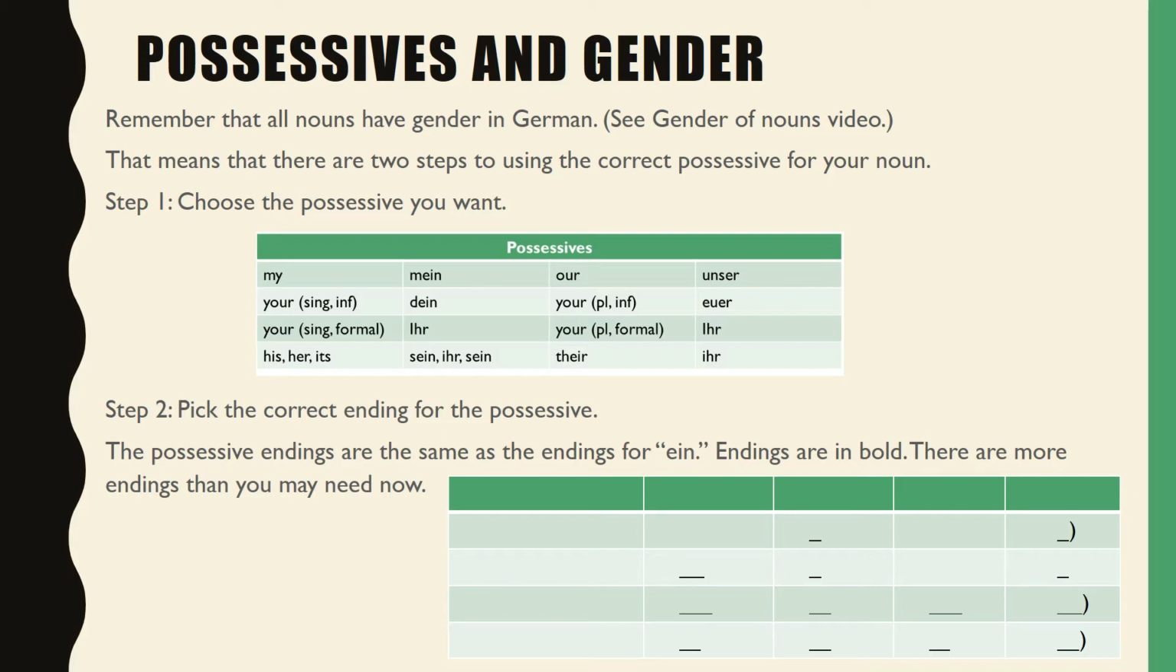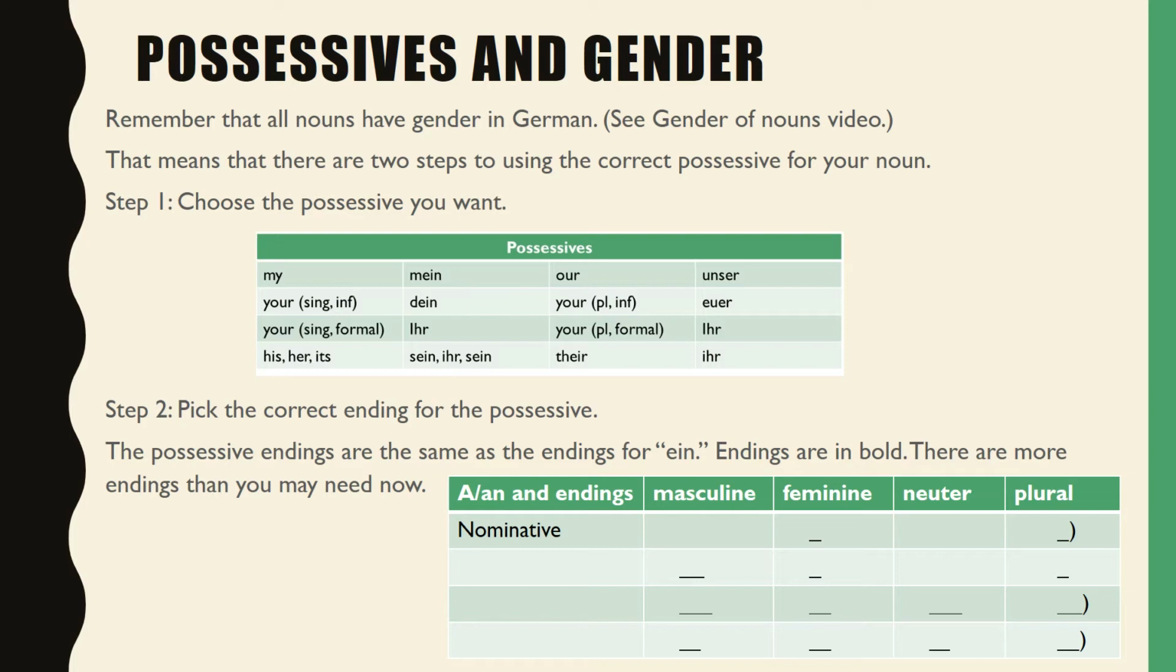The possessive endings are the same as the endings for ein. Endings are in bold. There are more endings than you may need now. The endings for masculine, feminine, neuter, and plural are also affected by case. So we're going to start with nominative.